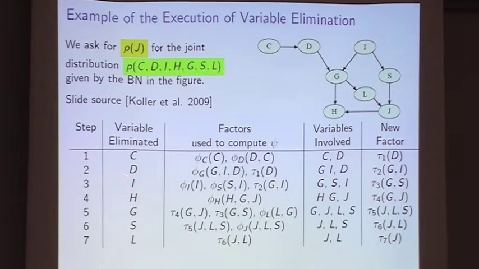Then the next variable to be eliminated is the variable d. We group together again the factors that depend on that variable. In this case, we have this factor and the newly created factor tau 1. We multiply them together, we get a new factor psi 2, which depends on these variables g, I, and d. And we sum out d in that factor to create a new factor tau 2, which only depends on these two variables g and I.